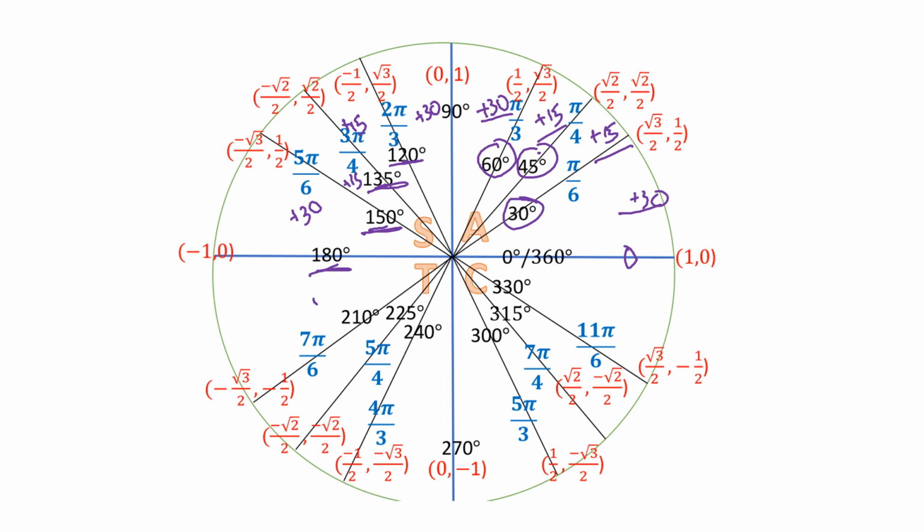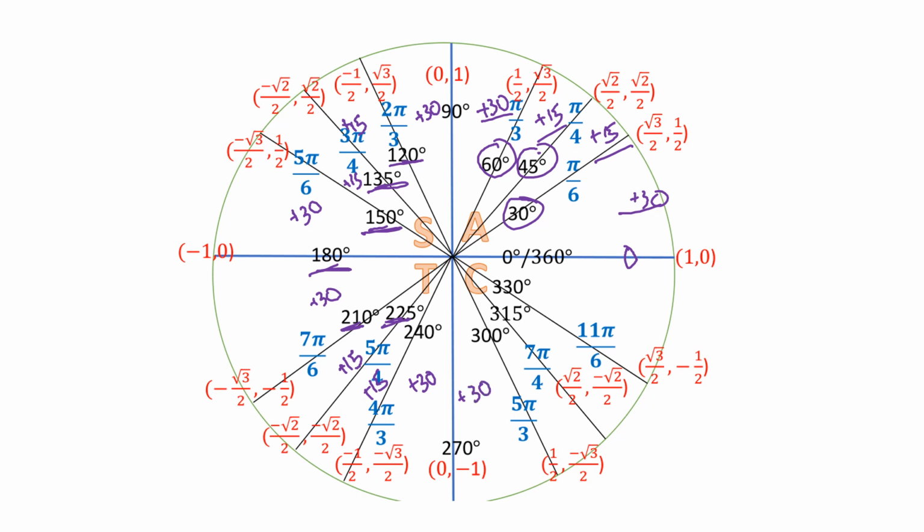180 plus 30 is 210. 210 plus 15 is 225. 225 plus 15 again is 240. Then add 30 to that, and it's 270. And again, follow the same pattern.